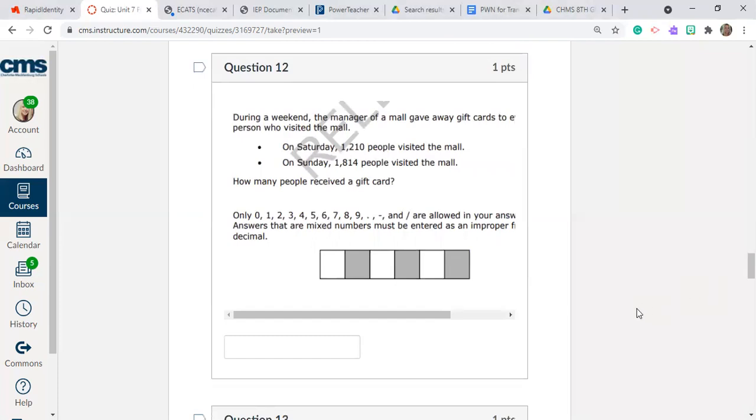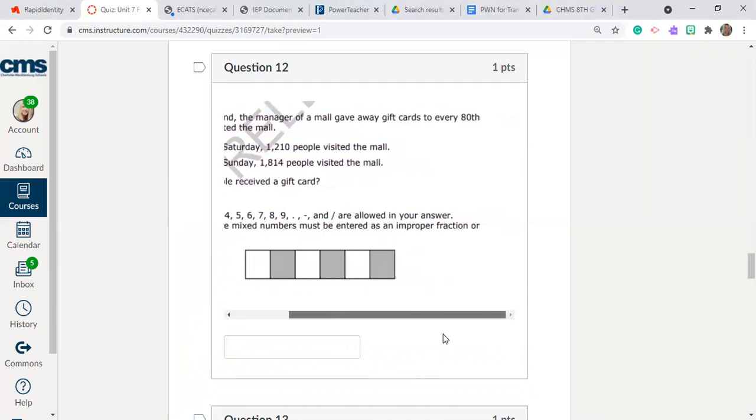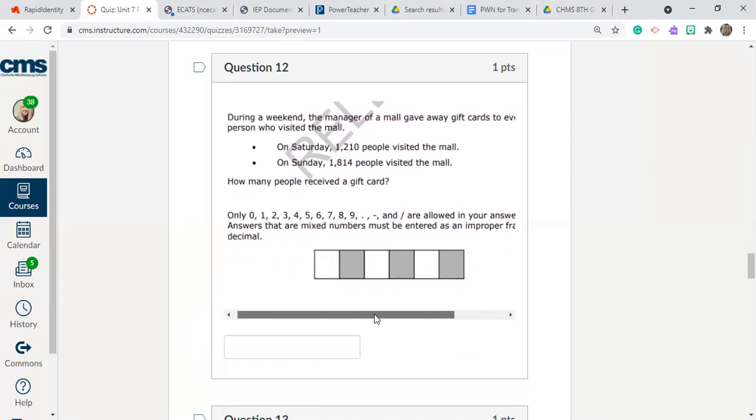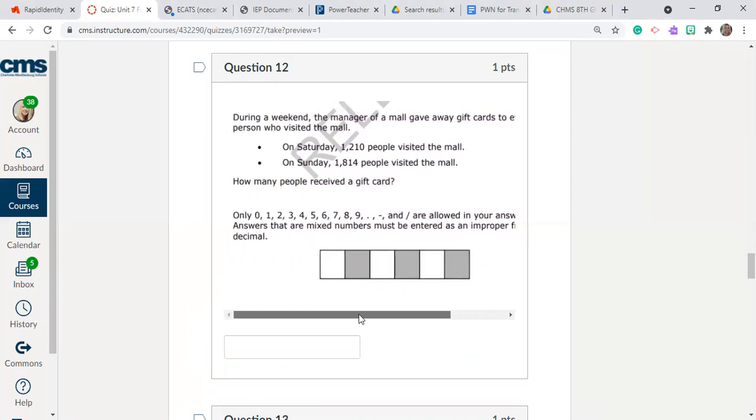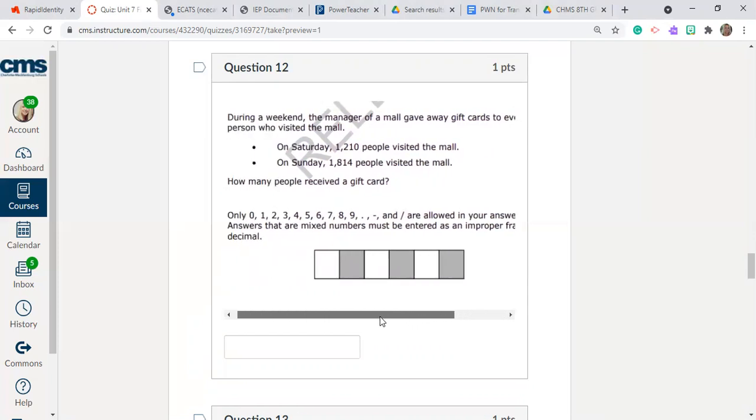Question number 12. During a weekend, the manager of a mall gave away gift cards to every 80th person who visited the mall. So during the weekend, the manager of the mall gave away gift cards to every 80th person who visited the mall. On Saturday, there were 1,210 people who visited the mall. And on Sunday, there were 1,814 people who visited the mall. How many people received a gift card?